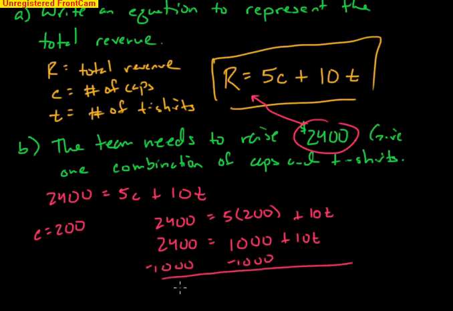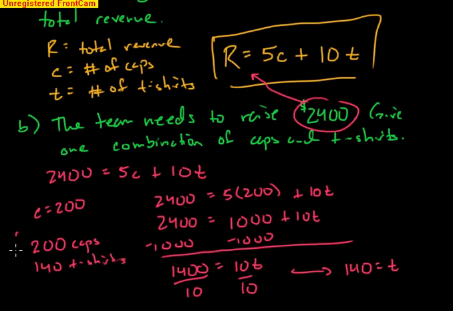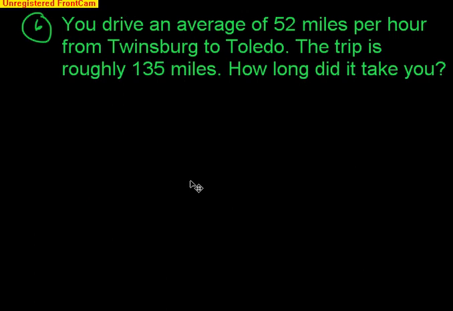Subtract 1,000 from both sides. That's 1,400 equals 10t. Let me scoot it down a little bit. And now we'll divide by 10. And I get 140 equals t. So there's a good combination. So how much did we sell? We sold 200 caps and 140 t-shirts. There are many answers to this problem as long as they come out nice and neat numbers. You can pick any number for C or T, plug it in, and then find the other one. Many, many combinations here.